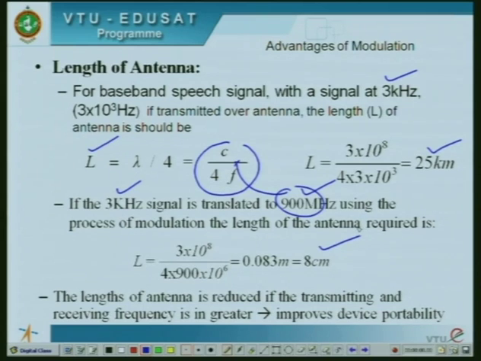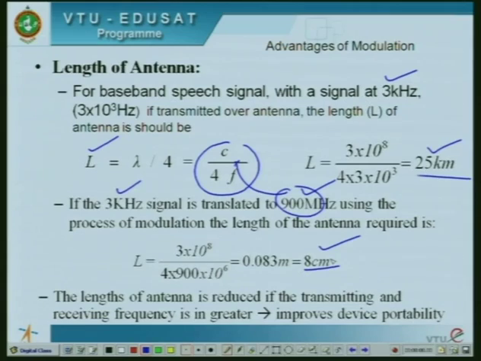So if you see the advantage over here, if you have a low frequency signal like speech at 3 kilohertz, and you have to transmit that signal through an antenna, the length of the antenna required to transmit and receive should be very large in size. Instead of transmitting that signal directly, if I modulate that signal to 900 megahertz using a carrier, then the length of the antenna has been reduced to 8 centimeters.